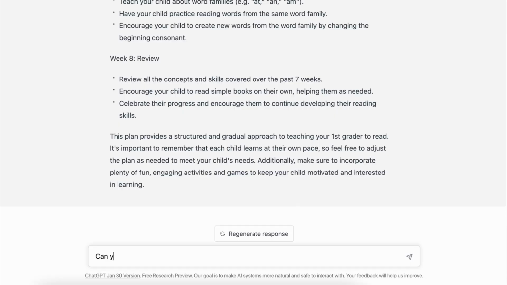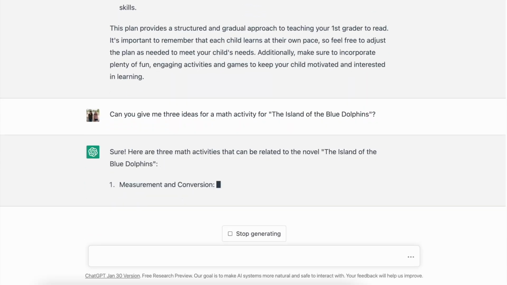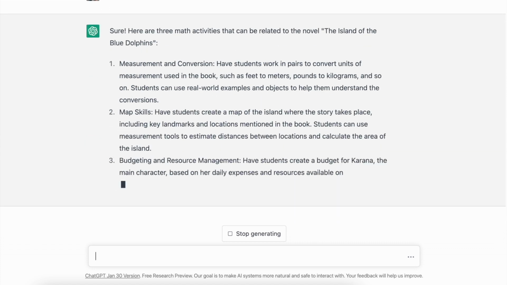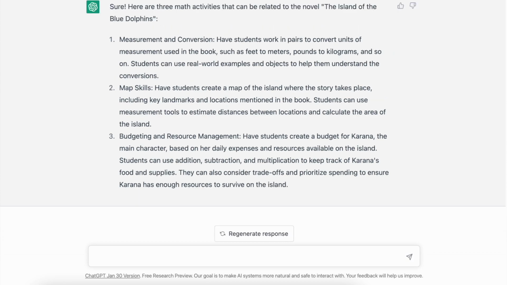Now, when you're looking for curriculum ideas or activity ideas, you can ask ChatGPT as well. I asked it for some math activities to go along with Island of the Blue Dolphins, and I was actually surprised, it gave me some ideas for different topics that relate to math that I could incorporate with a unit study. Measurement and conversion, map skills, budgeting and resource management, all things that relate back to the book. And it already knows that and is telling me that I can utilize activities on those topics.